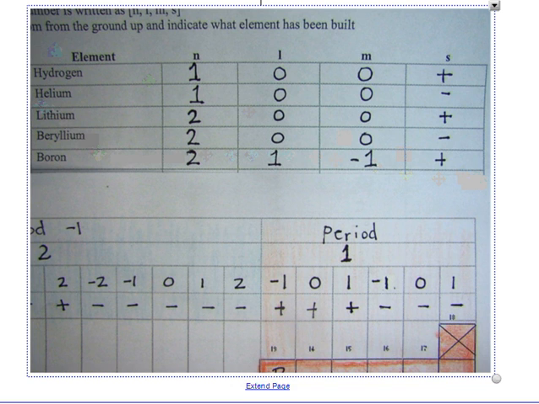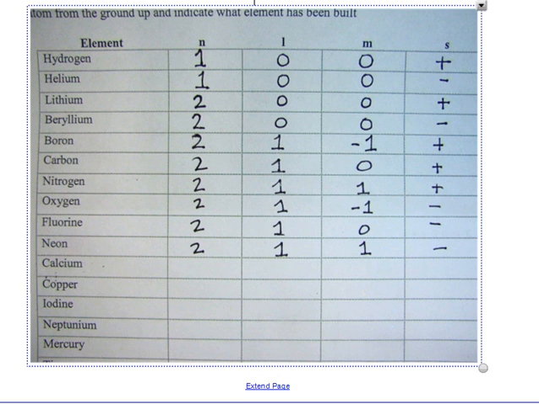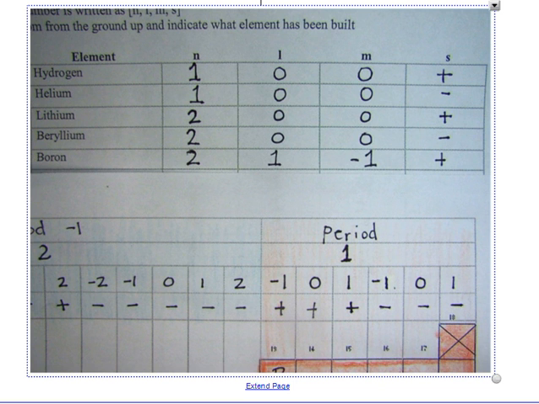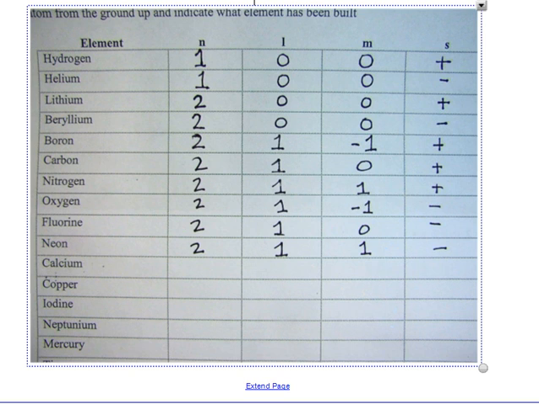All right, the next one that we're going to do then is pause the video and check to see if you can do the next few on your own. All right, so you've had a chance to do those. Here are the correct answers for those.